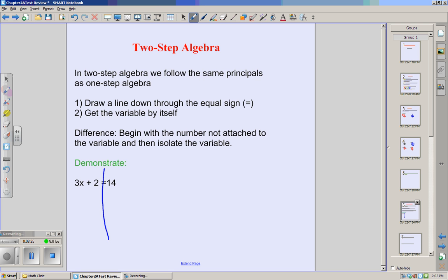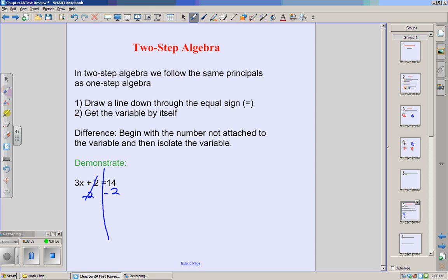Now, for 3x plus 2, I have to get rid of the 3 and the 2 in order to get my variable by itself. The way you start these is that I have the 3x and the plus 2. I start with what's not attached to the variable. The 3 and the x are attached, so the 3 is attached to the variable. So I'm going to start with the 2. The opposite of plus 2 is minus 2. Whatever I do to one side, I have to do to both.